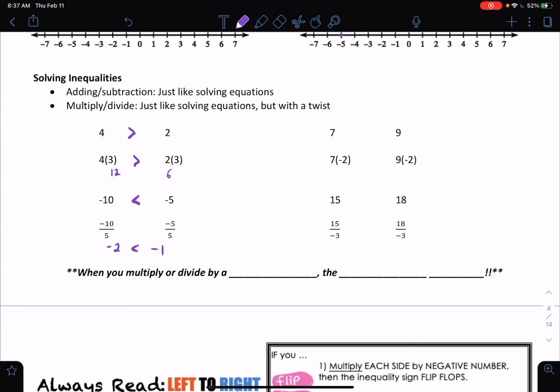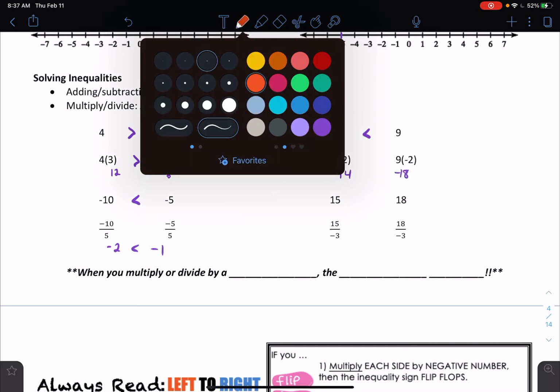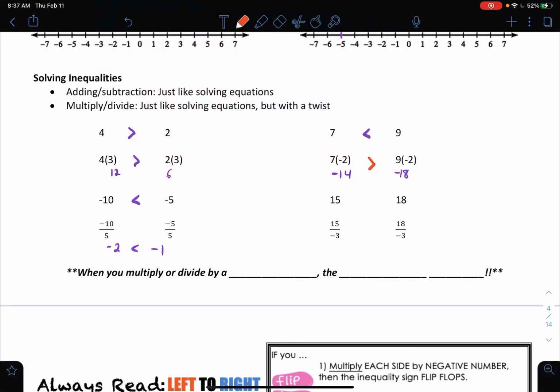But what's it going to look like when I multiply or divide by a negative number? Here's where the twist comes. So we know 7 is less than 9. And if I multiply both sides by negative 2, I get negative 14 and negative 18. The symbol there needs to flip, because negative 14 is greater than negative 18. All right, so when I multiplied by a negative, I had to flip that inequality symbol.